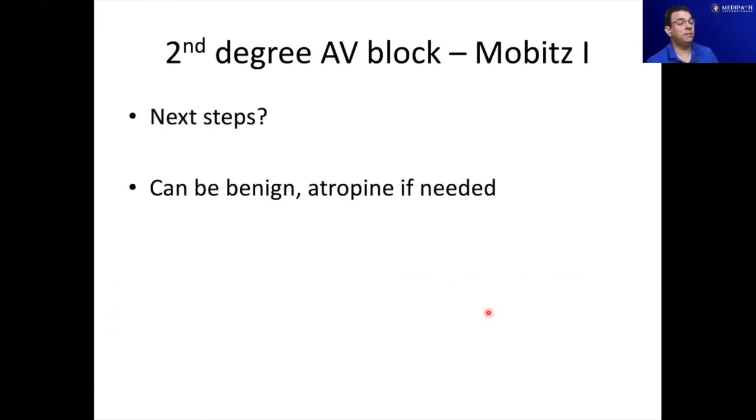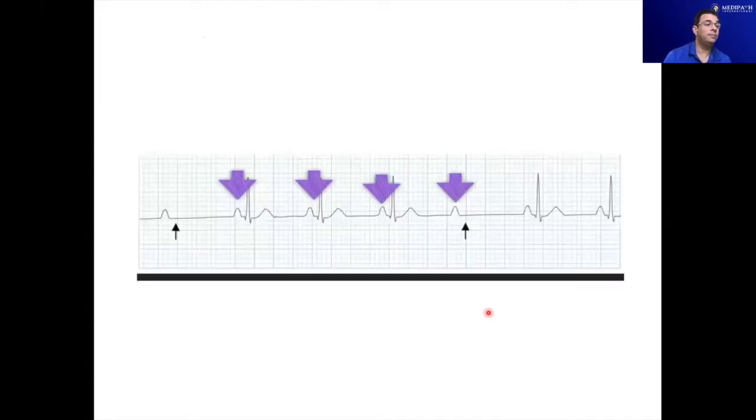Next steps: if it's asymptomatic, we just watch it. If they have symptoms, you can try atropine to speed up the heart rate. If it gets to be symptomatic persistently, patients end up with pacemakers in the long term. You can use pressors in the short term.